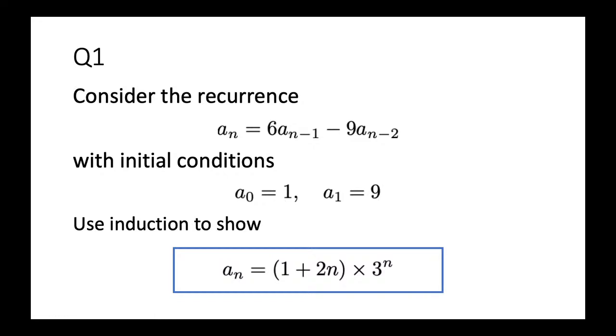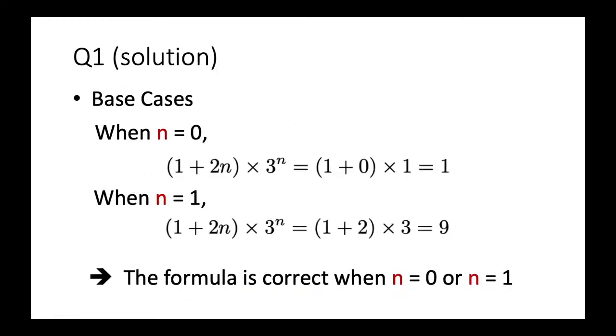Also, let us check what happens when n is equal to 1. When n is equal to 1, we get (1 + 2) multiplied by 3. So 1 plus 2 is 3, and 3 times 3 is equal to 9. So this formula also works when n is equal to 1. These two form the base cases for this induction process.